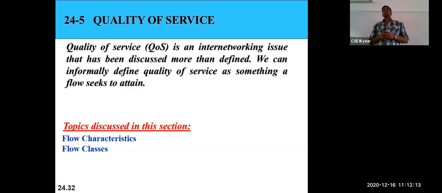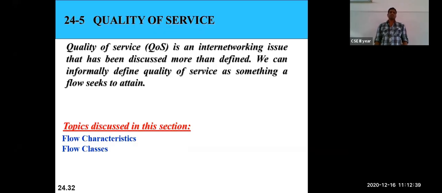Then we talked about frame relay congestion control mechanisms. There are two fields in the address field of a frame relay frame called FECN and BECN, forward explicit congestion notification and backward explicit congestion notification, which help in identifying the congestion and the direction of the congestion between a source and a destination.